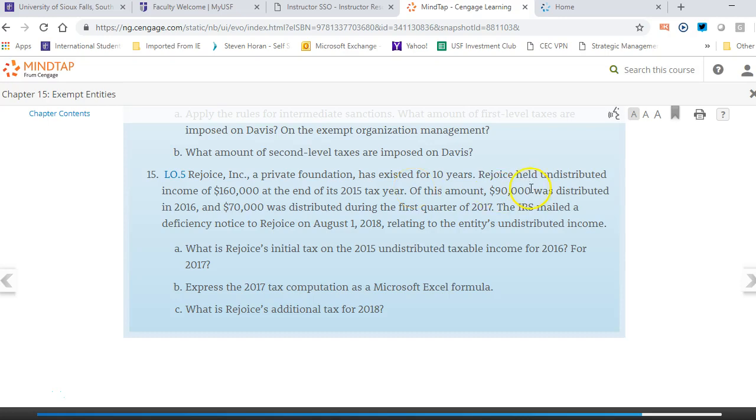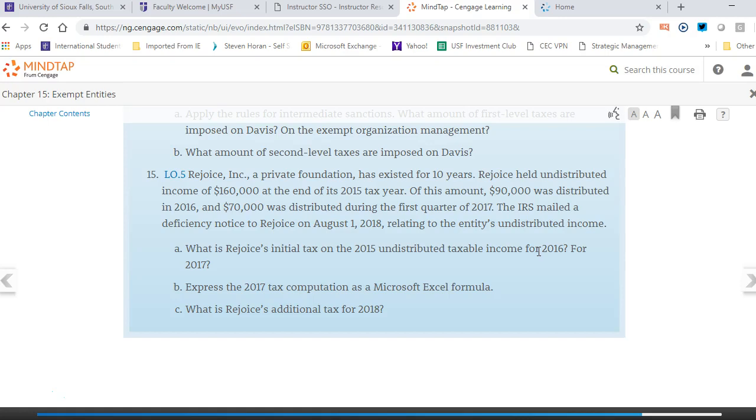Well, look at what they did in 16. Of this amount, 90 was distributed in 16, and 70 went to the first quarter of 17. So 90,000 was distributed in 16, and then the tax will be based on the 70,000. Okay, so it's 30% times 70,000, the difference. So the tax is 0 for 15, and for 16, it becomes the difference, 160 minus 90, which is 70, times 30%, which is 21,000.